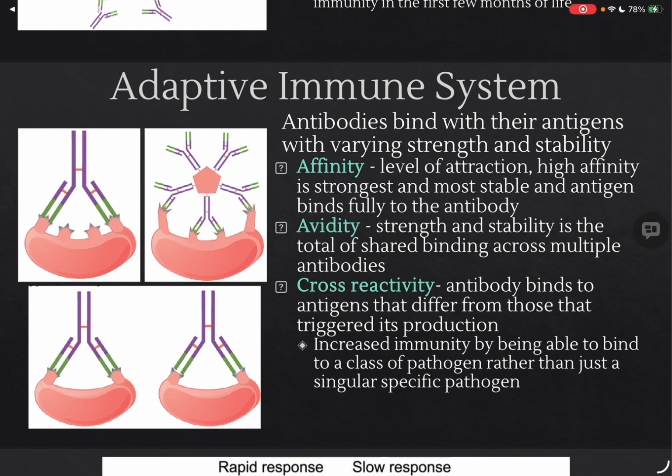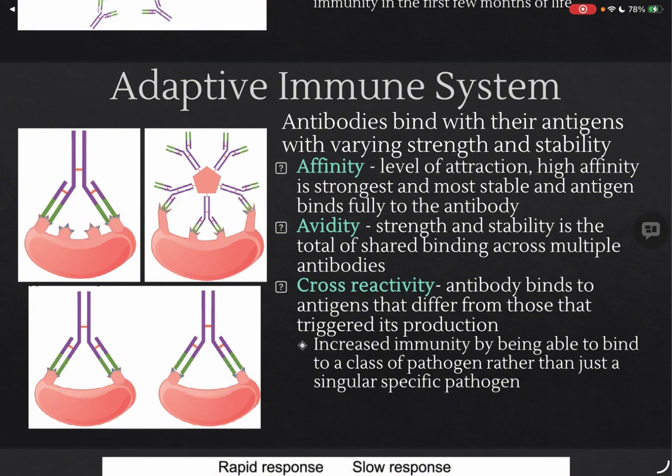Our antibodies bind with their antigens with varying strength and stability. We have affinity, which is the level of attraction. High affinity is stronger and most stable, and antigens bind fully to the antibody. Avidity is the strength and stability of the total shared binding across multiple antibodies. So multiple antibodies, the strength and stability of them all.